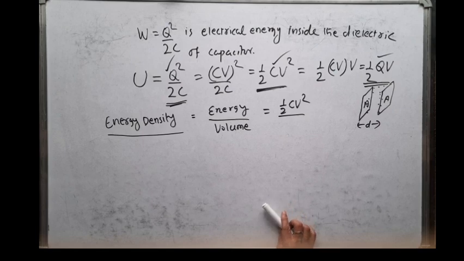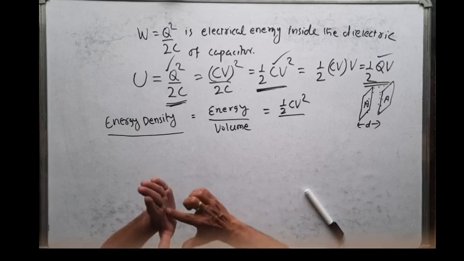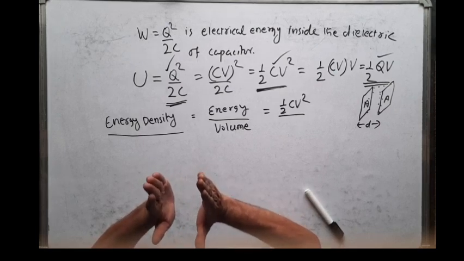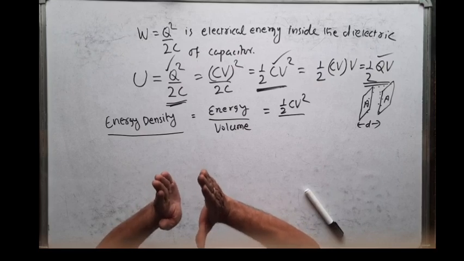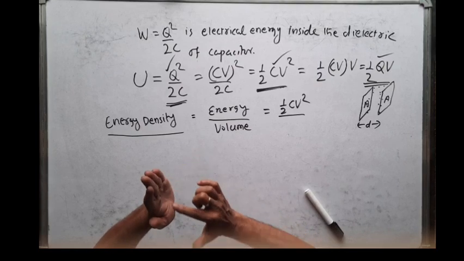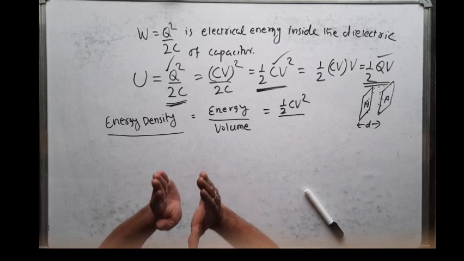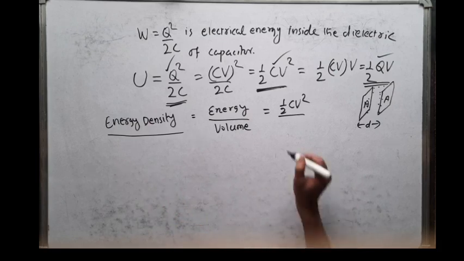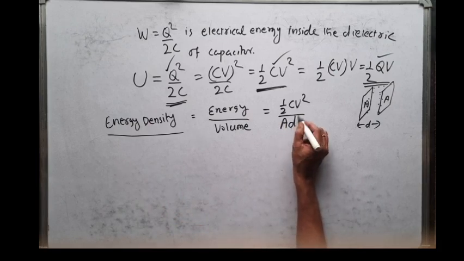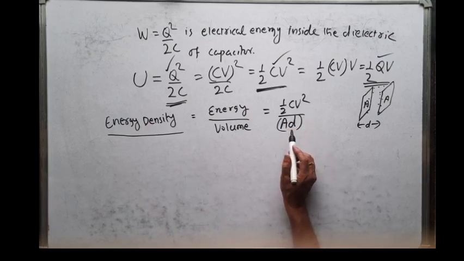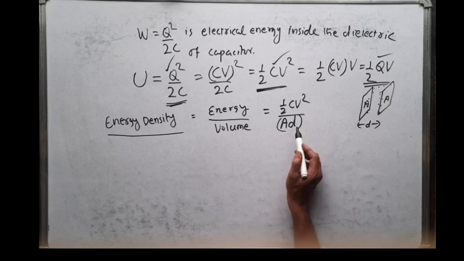Suppose this is my plate, these two hands are my two parallel plates. So the area of the plate is A. Distance of separation is D. Then what is the volume of dielectric inside these two plates? Area into distance. So volume is equal to area into distance. Okay. So this is your energy density.